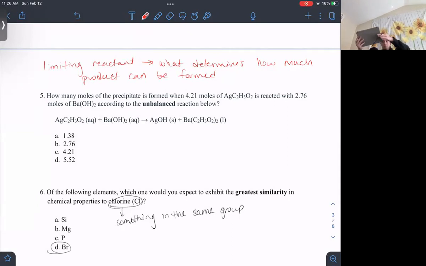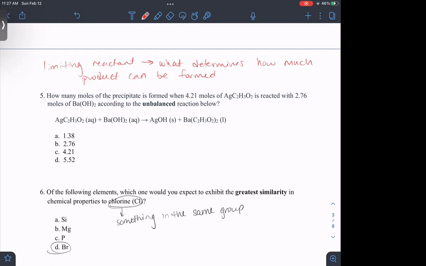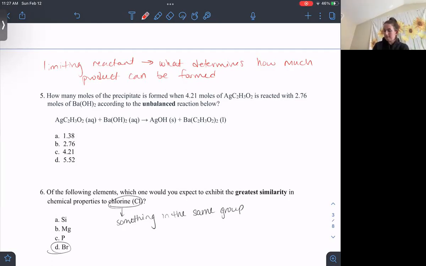Okay, so when we look at this question, we have how many moles of the precipitate is formed when 4.21 moles of your silver compound is reacted with 2.76 moles of barium oxide. And we are looking at an unbalanced reaction. So what's the first thing we need to do whenever we're given a chemical reaction? Awesome, right? So we need to balance the chemical equation first. Does anyone know how we need to balance this? Just the coefficients is fine.